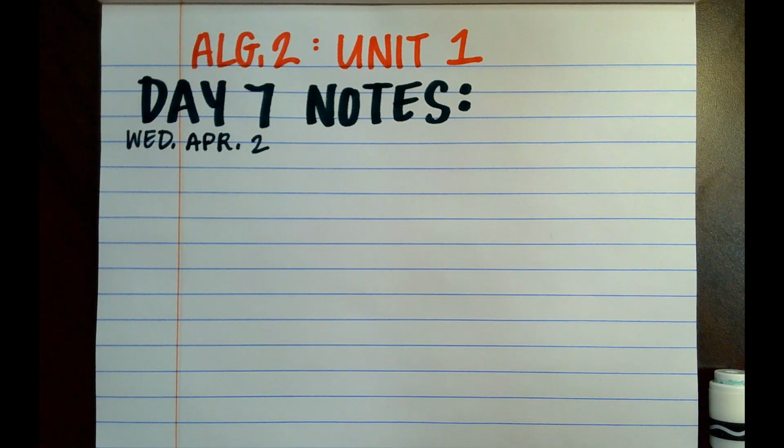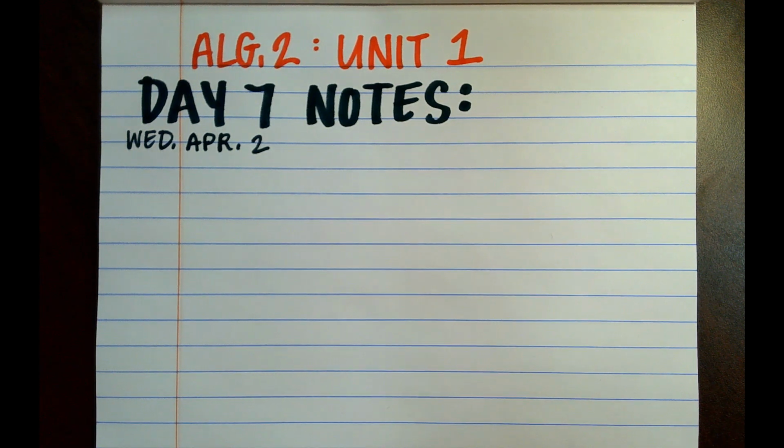Okay, so it is day 7. Again, it is Wednesday, April 2nd, and we are still technically in Unit 1. We just took our factoring quiz. So now we're going to take the next step in talking about quadratics. We've been looking at quadratic expressions, okay? That is no equal sign. There's not an equal sign.